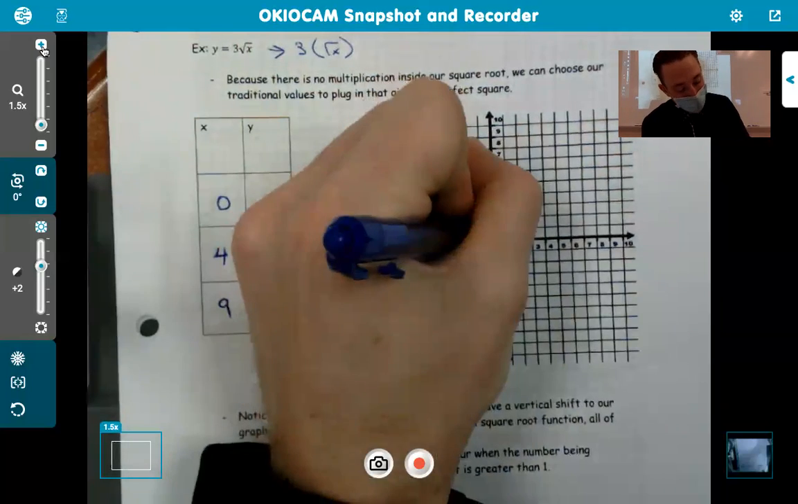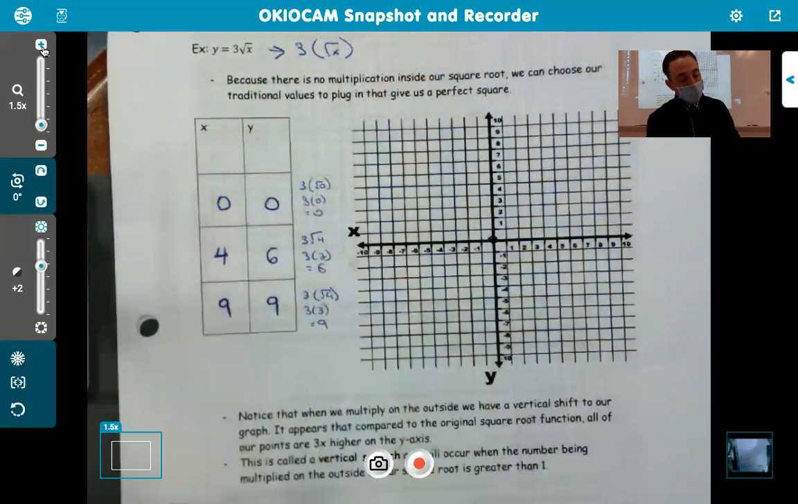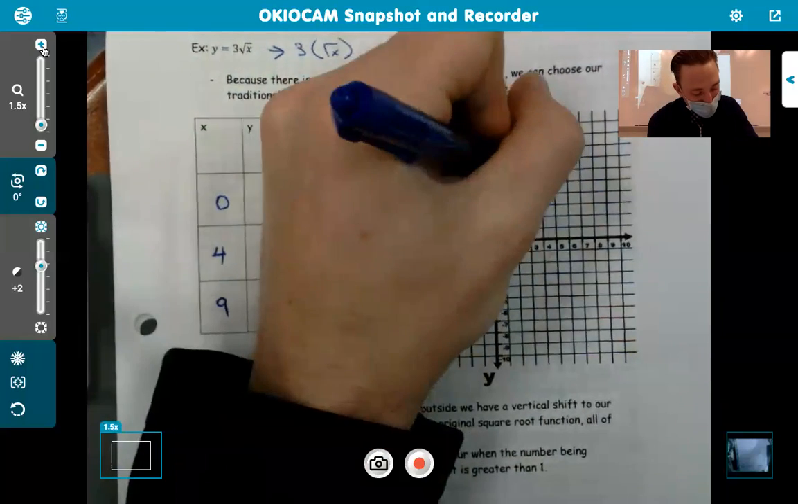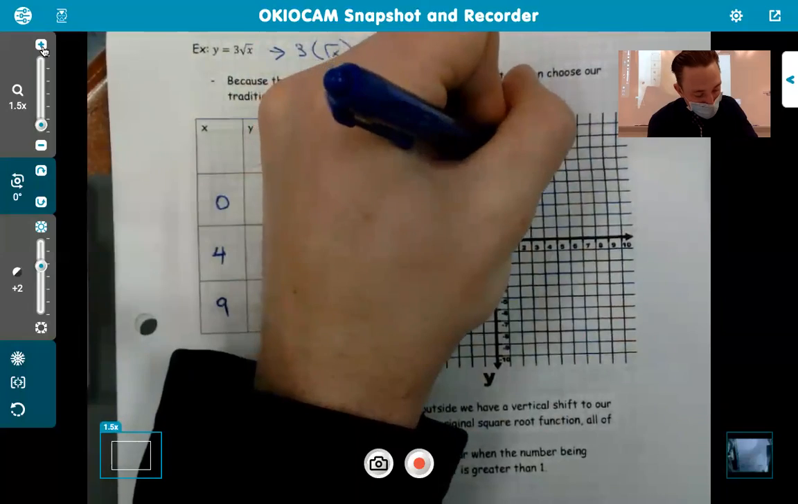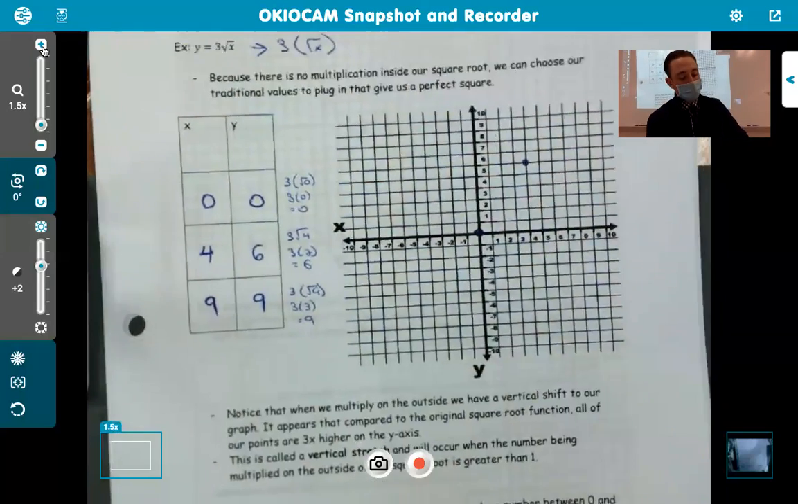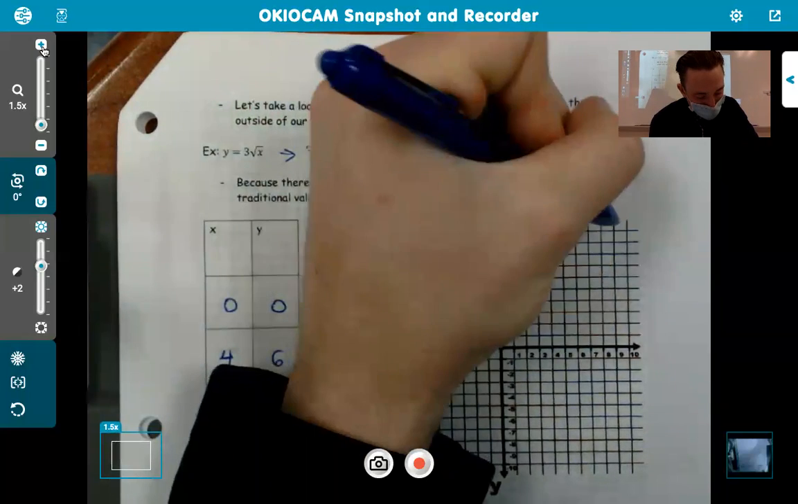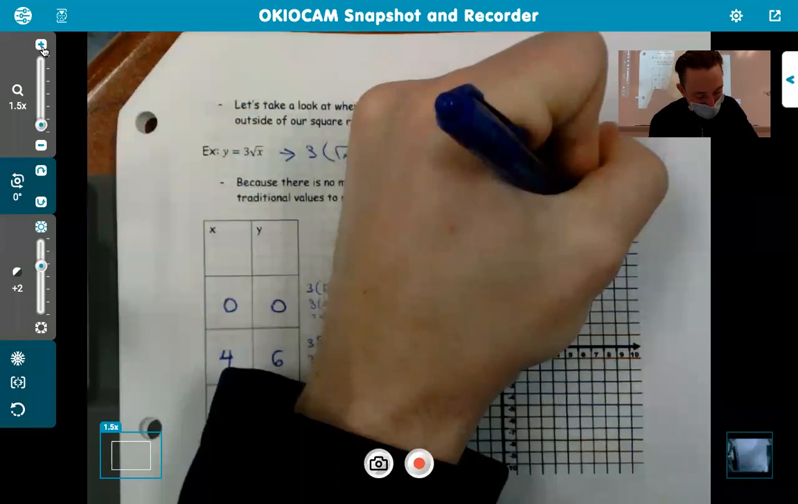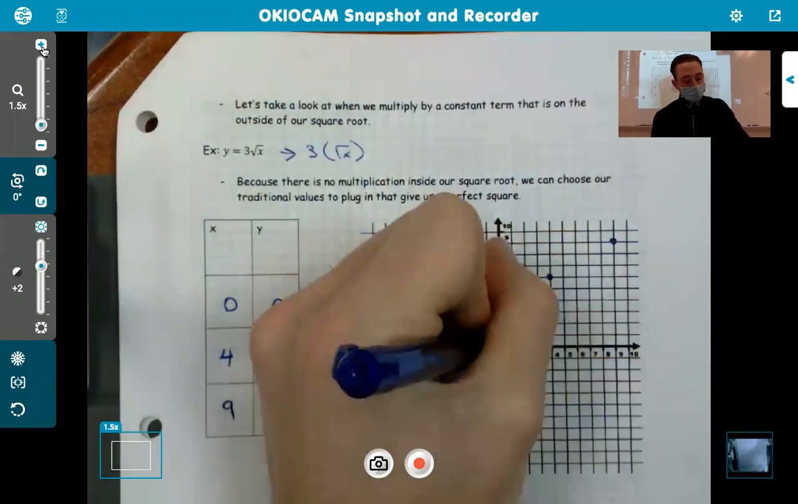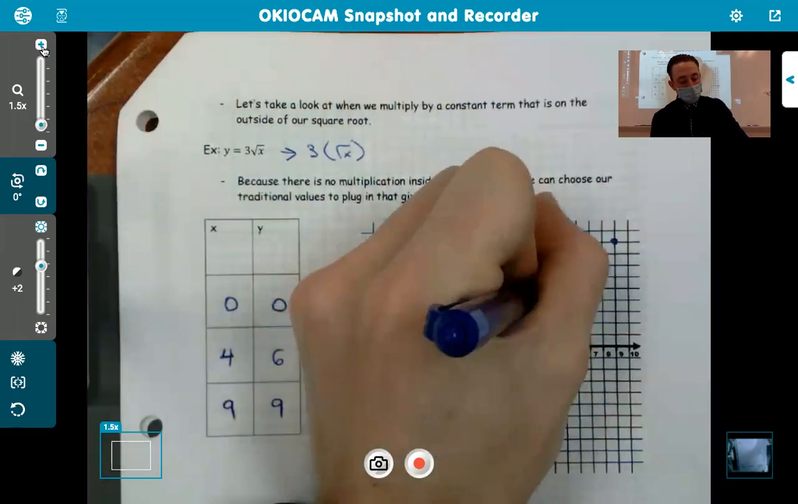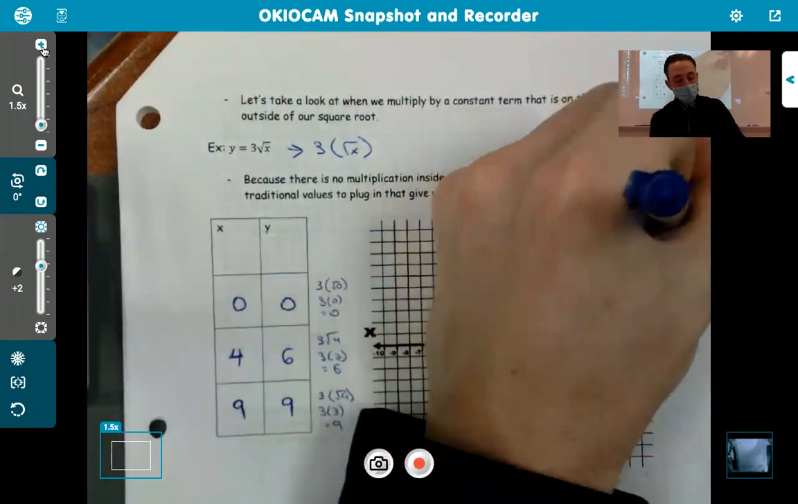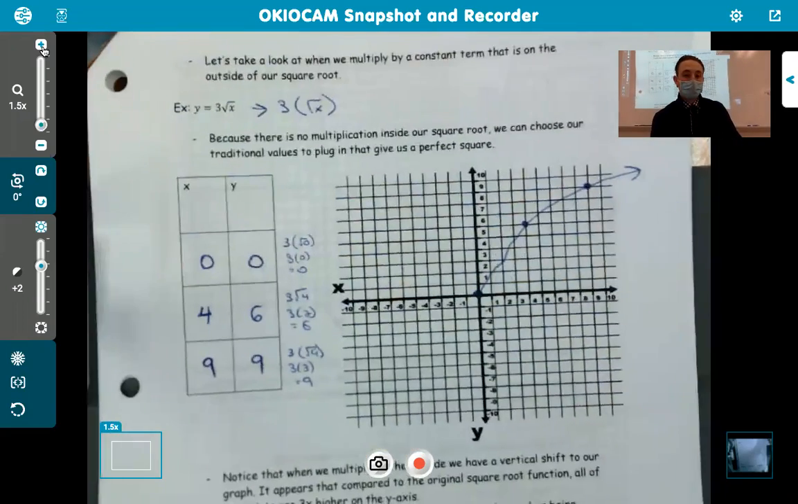So let's go through and now draw this graph. I have the point 0, 0. At 4, I'm all the way up at 6. At 9, I'm at 9. So my graph looks definitely different than my original square root function, right?